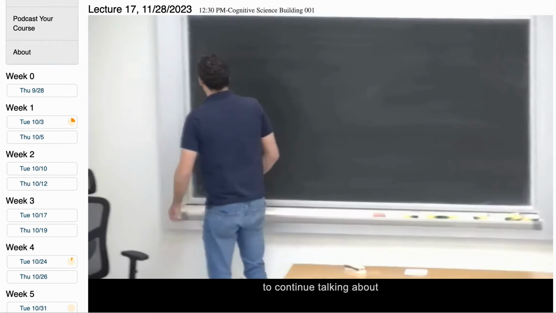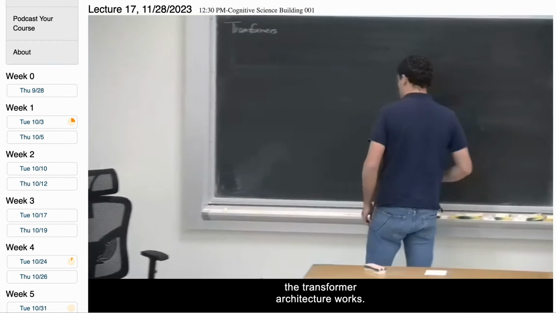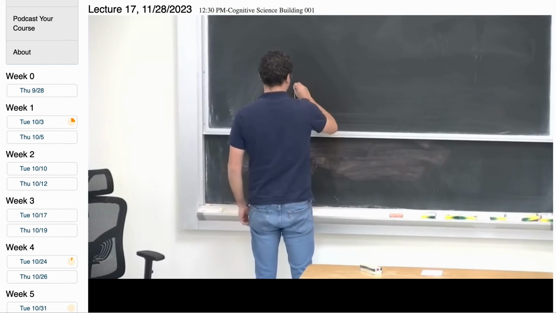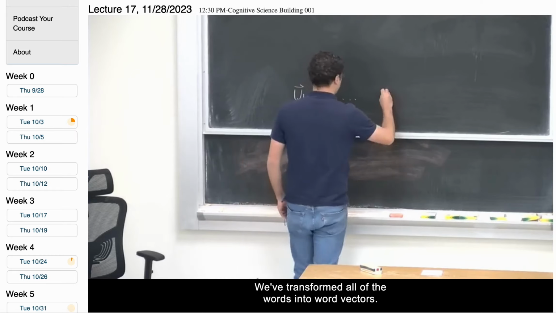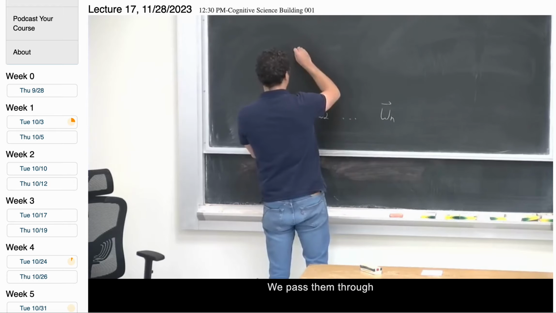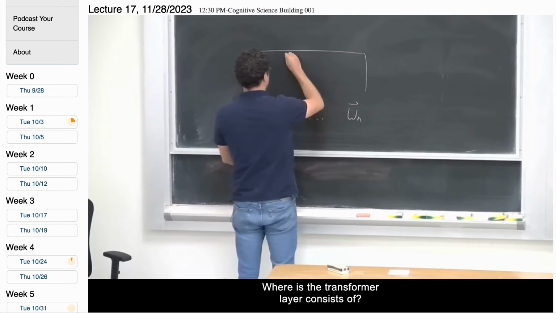So we're going to continue talking about transformers today and how the transformer architecture works. We have a sequence of words. We've transformed all the words into word vectors. We pass them through a sequence of transformer layers. What does a transformer layer consist of?